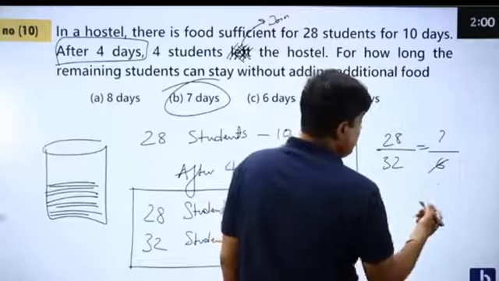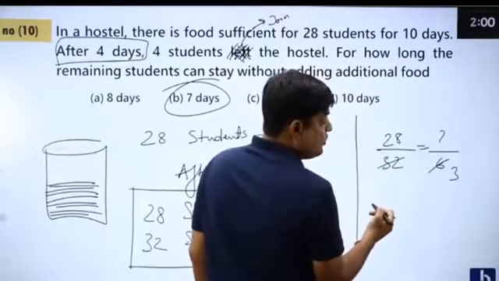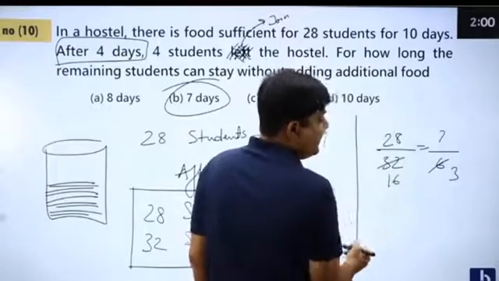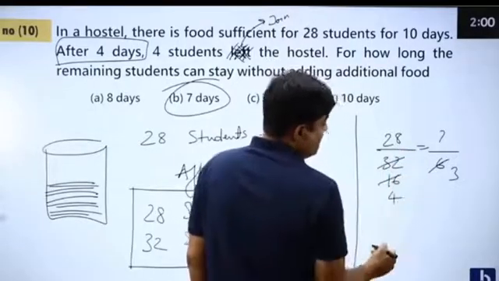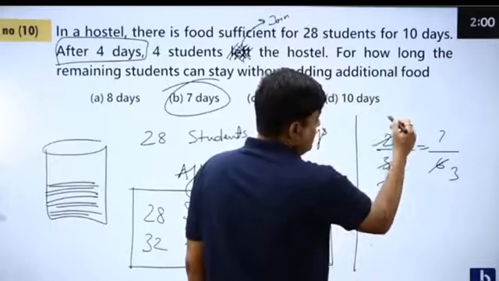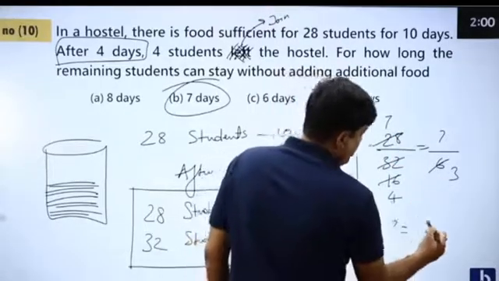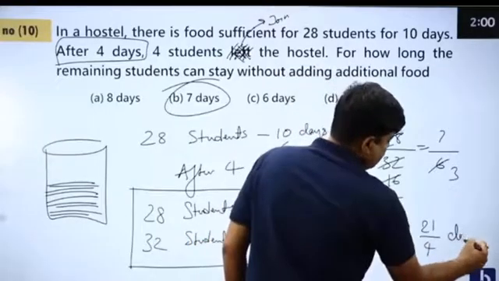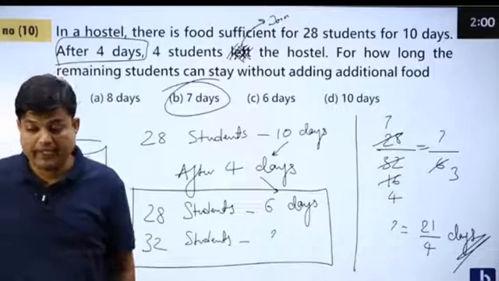Tell me what shall I do here? 2 3s are 6. How many times does it go here? 16s are. Are you sure? Then it goes in the 4 table. 4 4s are 16. And then 4 7s are 28. Are you understanding, everybody here? Question mark is equal to 21 by 4 days. The answer is how many days, sir? 21 by 4 days. That is 5.25.